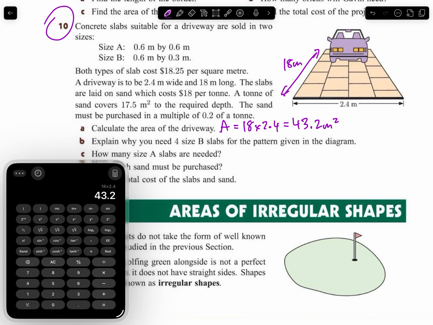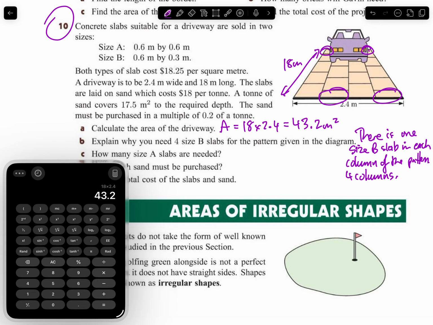Explain why you need 4 size B slabs for the pattern given in the diagram. Why is that? Because there's 2 size B, the half size ones at the front, and there would also be 2 at the back. So there is 1 size B slab in each column of the pattern, and 4 columns.